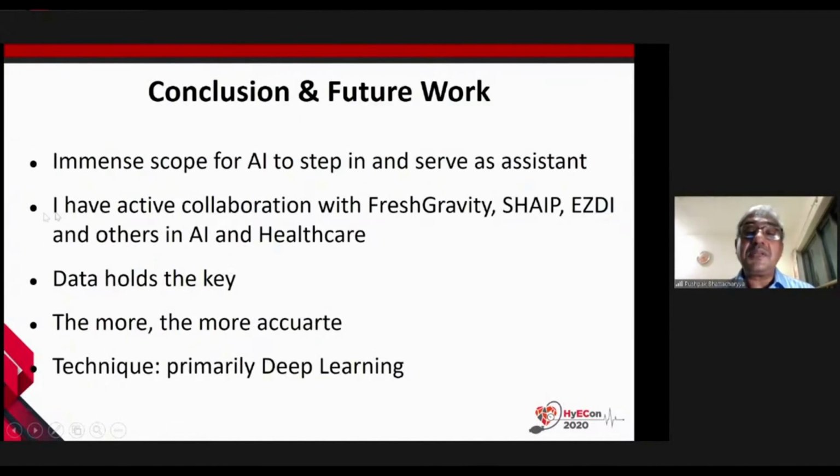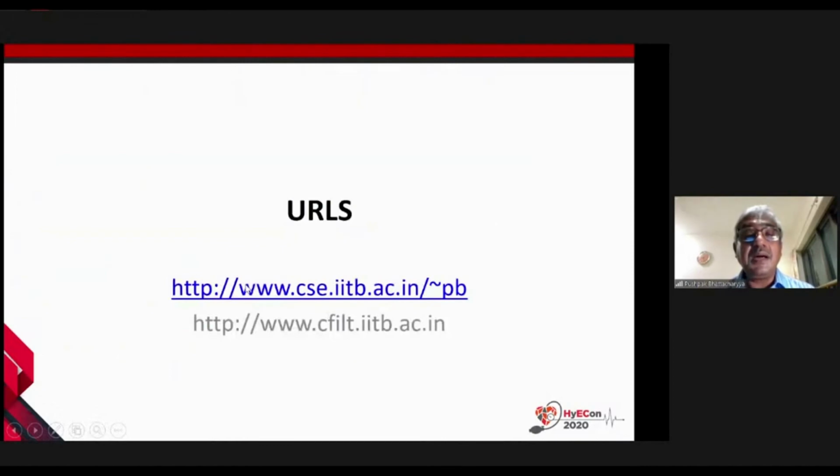Conclusion and future work: there is immense scope for AI to step in and serve as an assistant. I have active collaboration with Fresh Gravity, Shipe, and EasyDI and many others in the AI and healthcare domain. These are the companies. Data holds the key. So we really need to train a machine with a lot of data. The more data, the more accurate the decisions. And the technique is primarily now deep learning with a lot of linguistics, cognitive science, and even physics inputs coming into the algorithm.